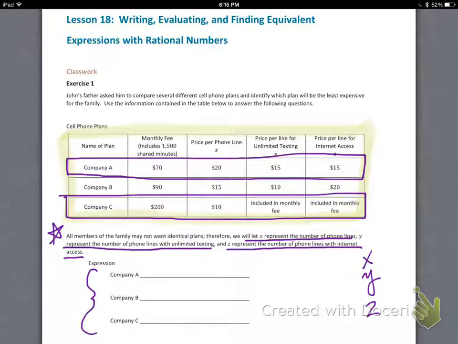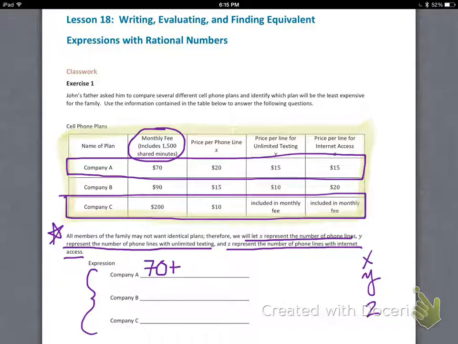So company A, if we wanted to write an expression, right away a monthly fee is going to be $70. And you can see up here it includes 1,500 shared minutes. So with company A, we're going to pay that monthly fee, which is going to be $70. Now, price per phone line. Now, this right here is a one-time thing, not one time, but each month. It's a monthly fee. It doesn't vary based on the number of people who are on the service. You just pay that. It's a monthly fee. So that's $70. To that, we're going to add.